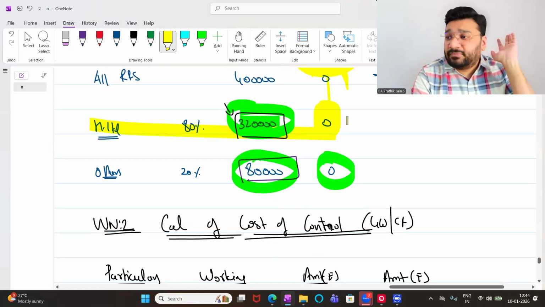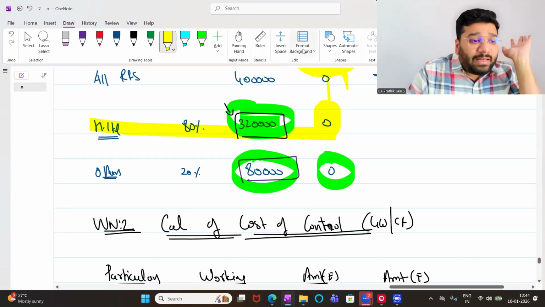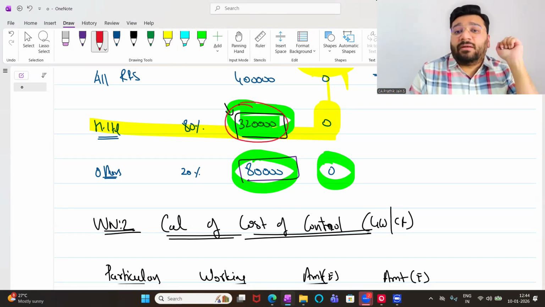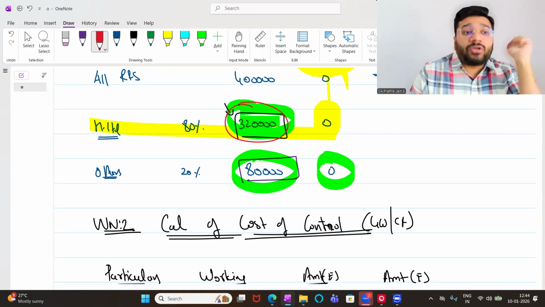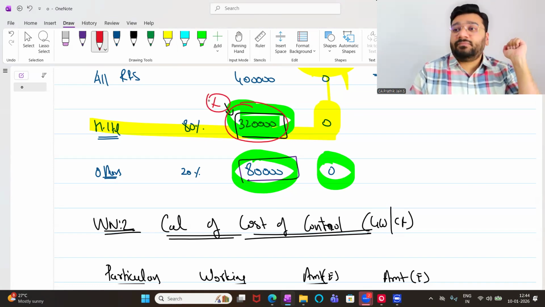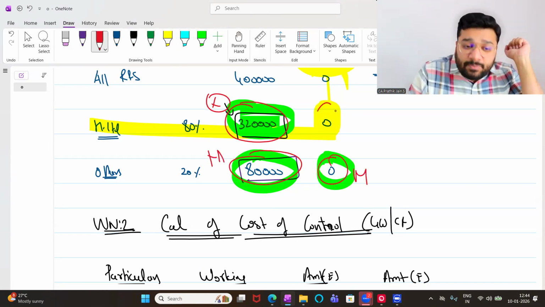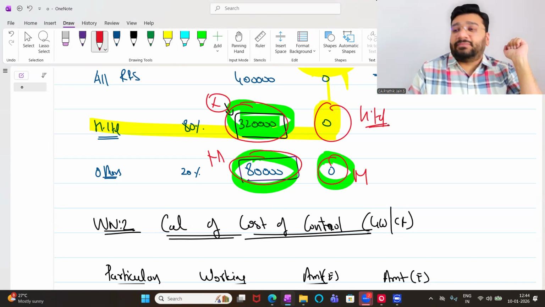Don't memorize by heart. I am telling you that this 320 is the profit of S Limited before acquisition. This belongs to the old shareholder. This profit 80,000 belongs to minority. This belongs to minority. This belongs to holding company.